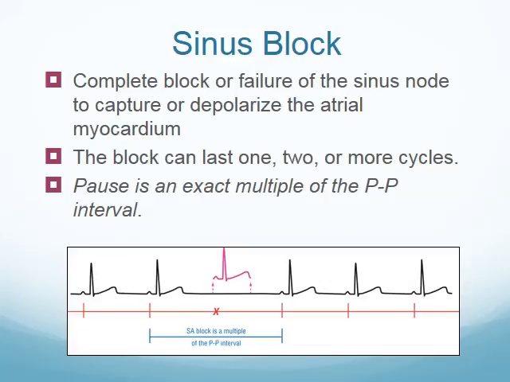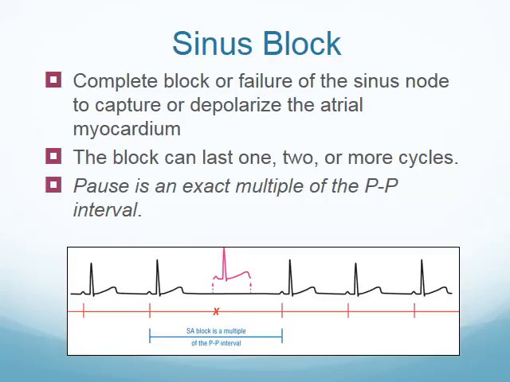We're going to talk about sinus block. What happens in a sinus block is you have a failure of the sinus node to capture. It doesn't depolarize the atrial myocardium. The block can last 1 or more cycles. The pause is an exact multiple of the P to P interval.